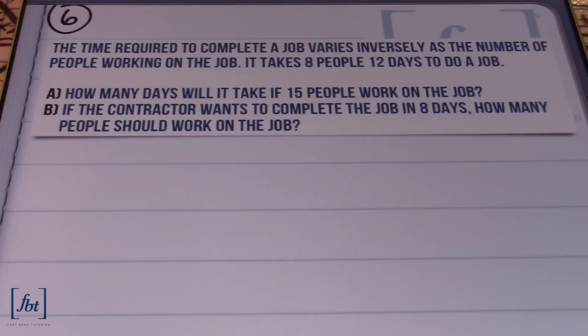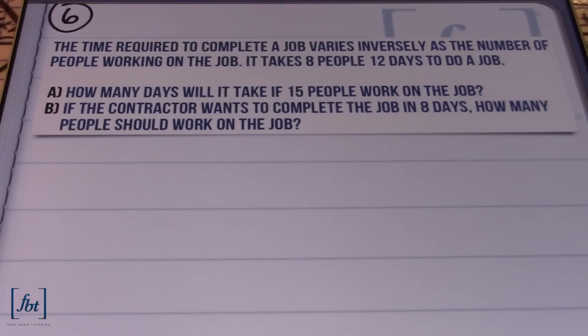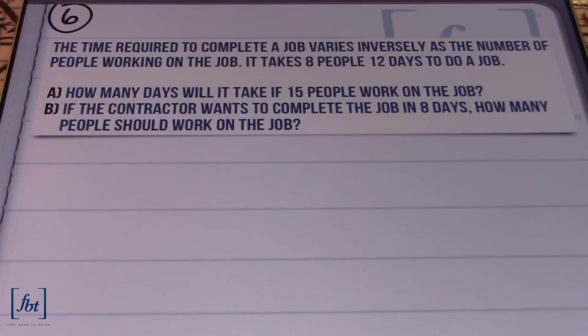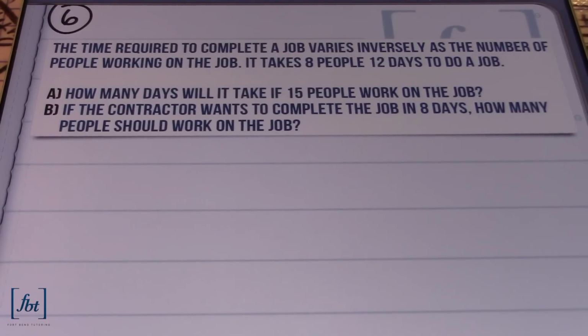Okay, for problem number 6, it says the time required to complete a job varies inversely as the number of people working on the job. It takes 8 people 12 days to do a job. Part A asks, how many days will it take if 15 people work on the job? And part B says if the contractor wants to complete the job in 8 days, how many people should work on the job? All right, so let's go ahead and start with our setup.